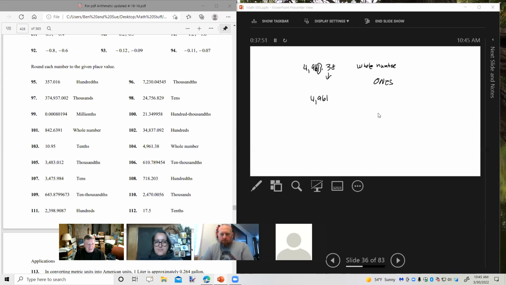Okay. Let's see here. Let's take a look at this one. 718.203 hundredths. So this is what? The tenths, hundredths. So that's the column we want. The 3 would round down. So 718.20.